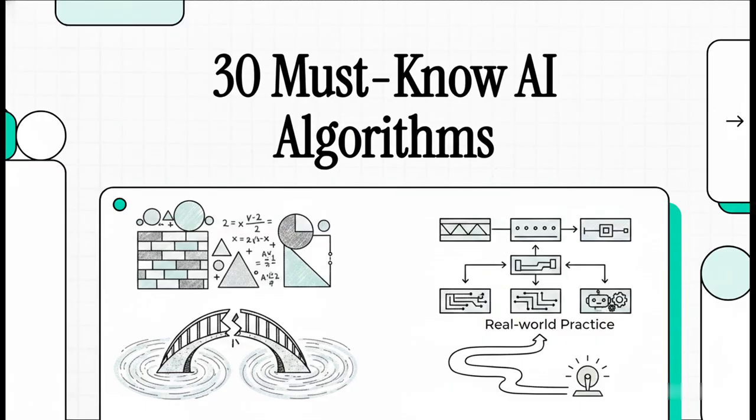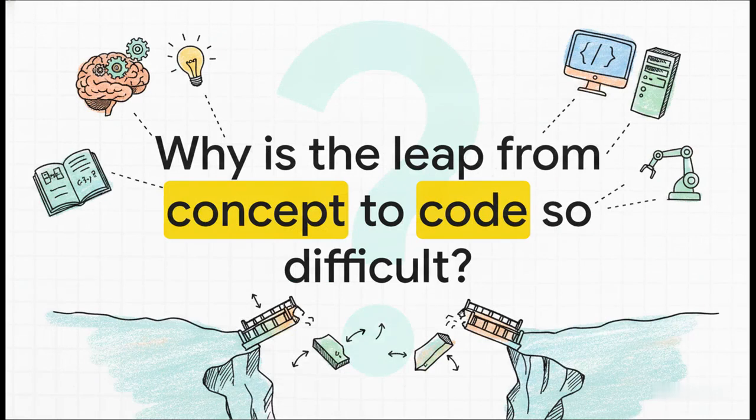30 must-know AI algorithms explained. It's a question almost every single data professional asks at some point, right? Why is it that the leap from learning academic theories to actually writing production-ready AI code always feels like falling into a massive implementation gap? You read a chapter on an algorithm, you understand the general idea, but then you sit down at your keyboard to solve a real business problem and nothing. You realize you're completely missing that connective tissue that turns a neat concept into working, reliable software.